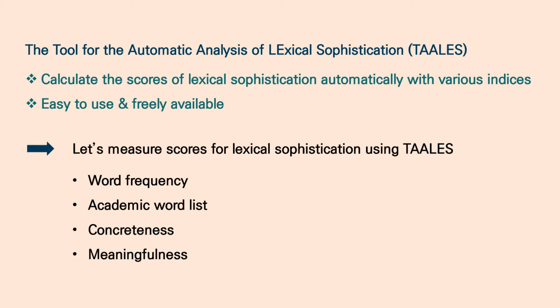For the last part, I'm going to talk about how to measure lexical sophistication using TAILS. TAILS, or TALES, stands for the Tool for the Automatic Analysis of Lexical Sophistication. TAILS calculates the scores of lexical sophistication in L2 text automatically with various indices. TAILS has some advantages in that it is easy to use and freely available. Then let's measure lexical sophistication using TAILS in these four categories.